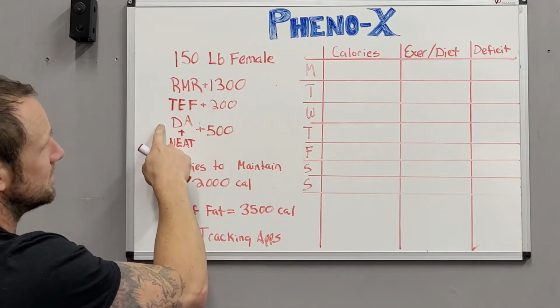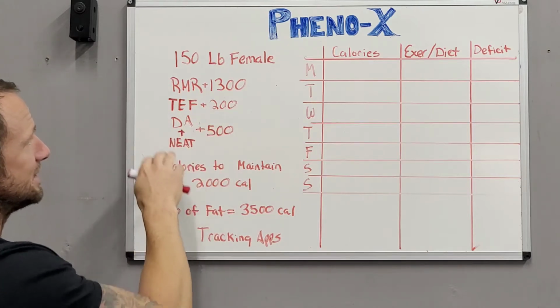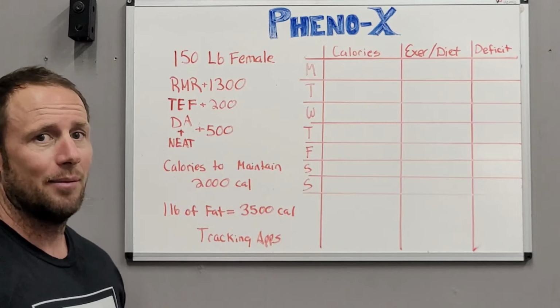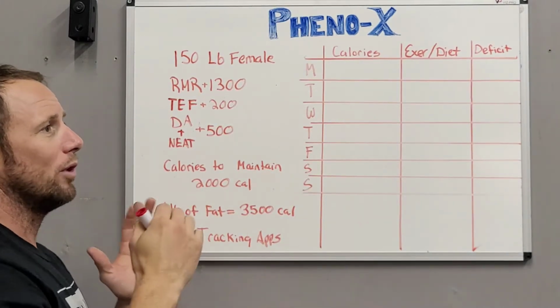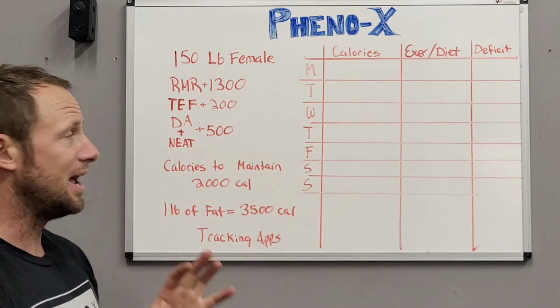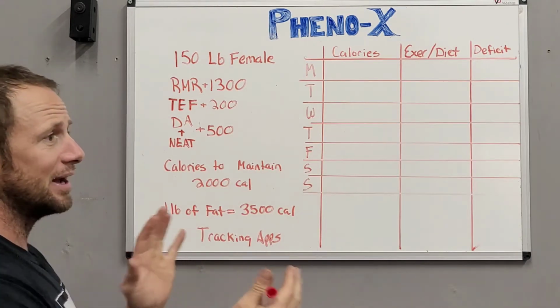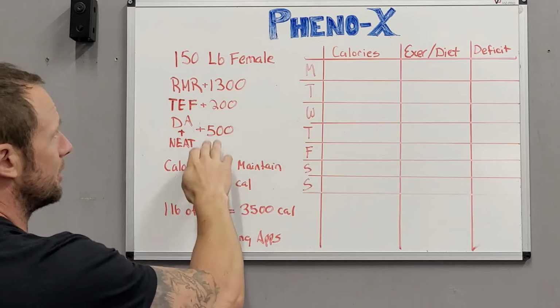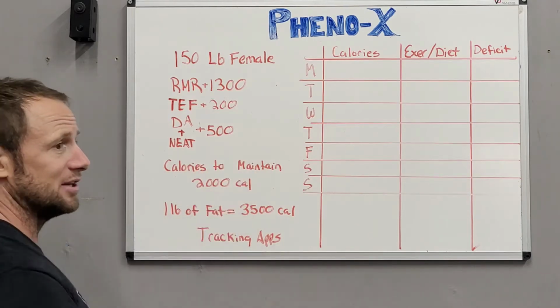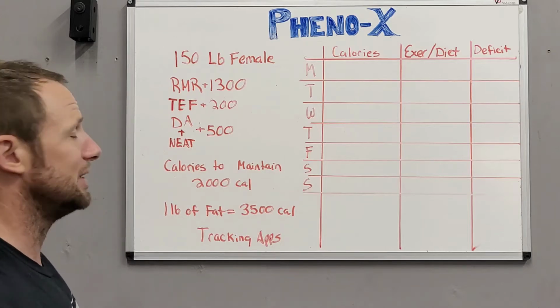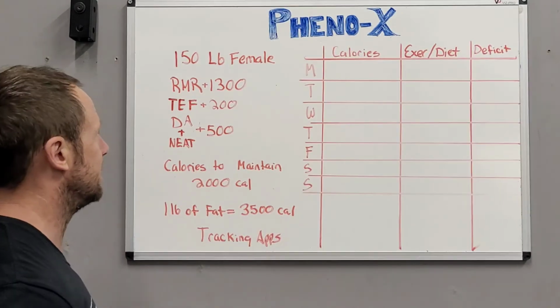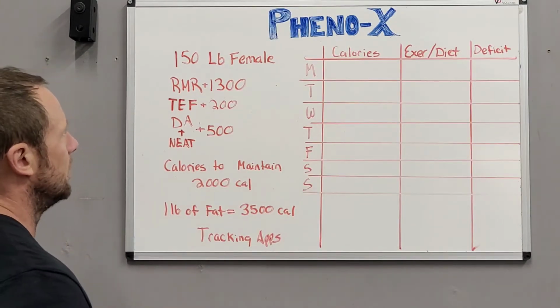The next one is what I have as DA plus NEAT. That's daily activity, so that's your job, whatever you're doing, whether you're a stay-at-home mom or doing something very active. Depending on what you're doing, this number can have some variance. If you're at a desk job, it's going to be lower. If you're very active, it's going to be slightly higher, but this is an example to help you understand it. This is stuff we can figure out.